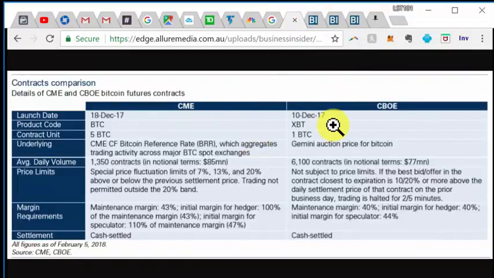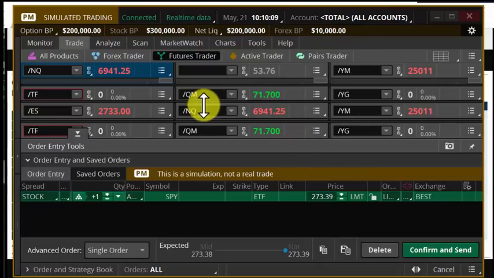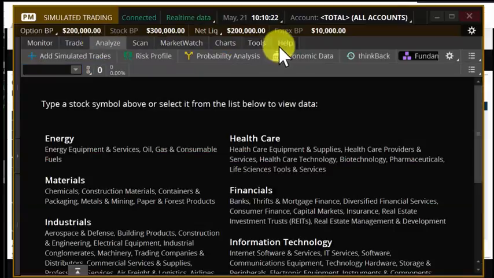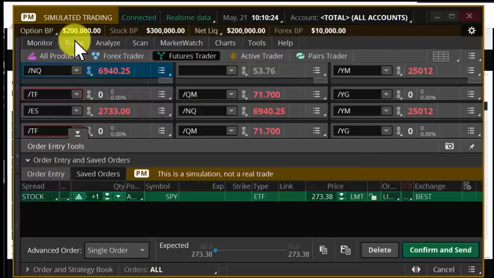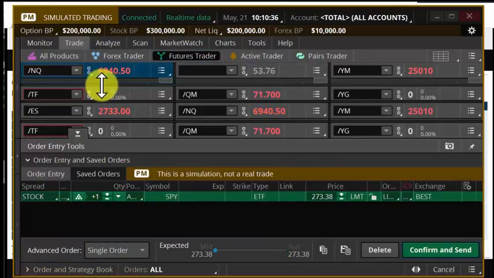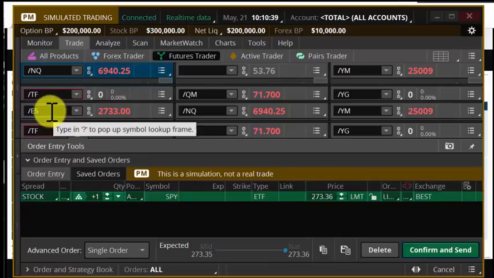And so what does that mean with the Thinkorswim platform? Here's a simulated account that I just opened up. If you were to open a paper account, you'd see exactly the same. If you were to buy Bitcoin futures, these are the different tabs you have. You want to go to Trade, and for options, you would go to All Products, right? You would type in a ticker like SPY, and then you can see the options exchange. But for futures, you want to go to Futures Trader.